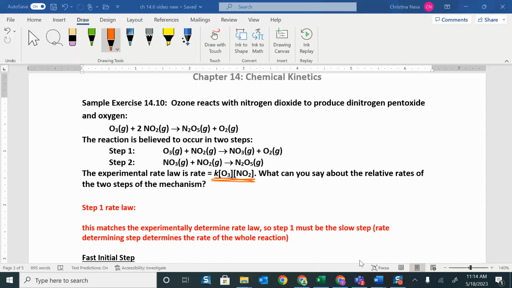One more problem. In this problem, they give us an overall reaction. That's this guy right here. This is our overall reaction. And then it's split up into two elementary steps. And then they give us the experimental rate law, so this is determined from the experiment.